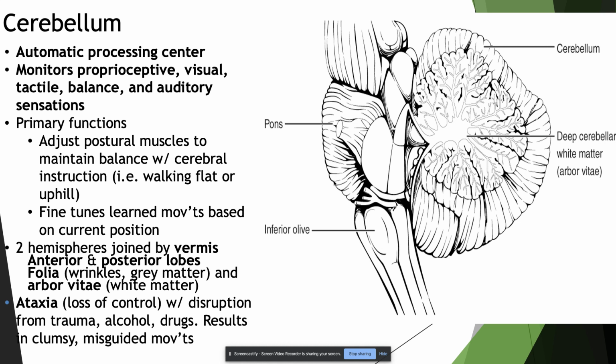The two cerebellar hemispheres are separated by the vermis, while the anterior and posterior lobes are separated by the primary fissure. The white matter of the cerebellum is called the arbor vitae and is surrounded by gray matter called the cerebellar cortex.